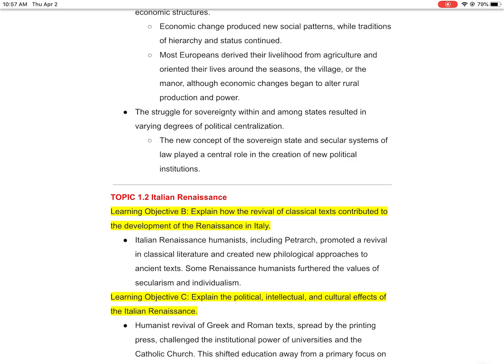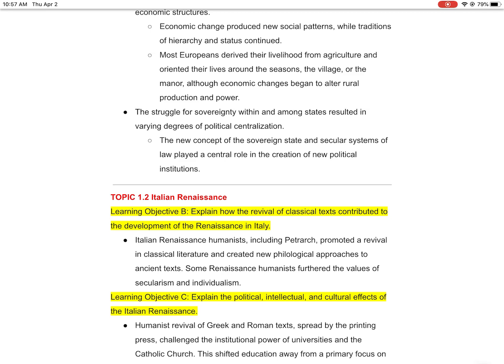And again, why does this kind of end, or what happens in 1648 that kind of closes off this first unit? And that's where we're heading. If you're not there yet, stay tuned and keep reading. We'll get to all of that. The struggle for sovereignty within and among states resulted in varying degrees of political centralization.